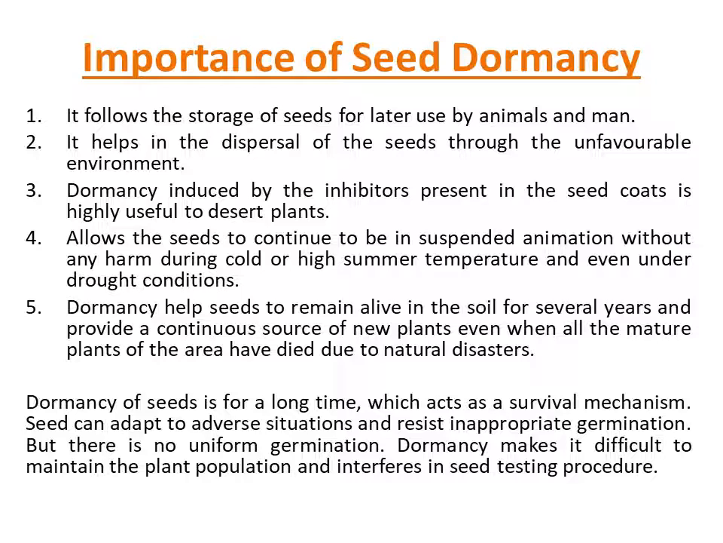Dormancy induced by the inhibitor present in the seed coat is highly useful to desert plants. It allows the seed to continue to be in suspended animation without any harm during cold or high summer temperature and even under drought conditions. Dormancy helps seeds to remain alive in the soil for several years and provide a continuous source of new plants even when all the mature plants of the area have died due to natural disaster.